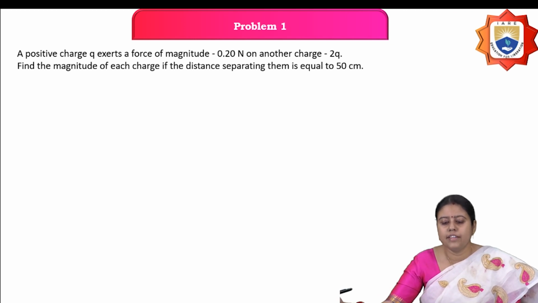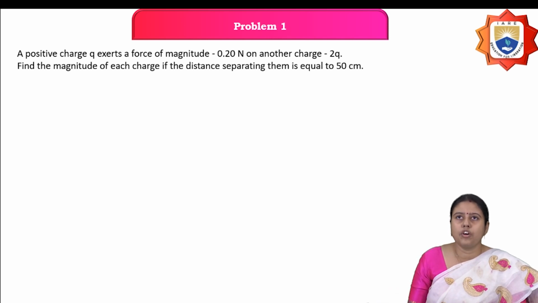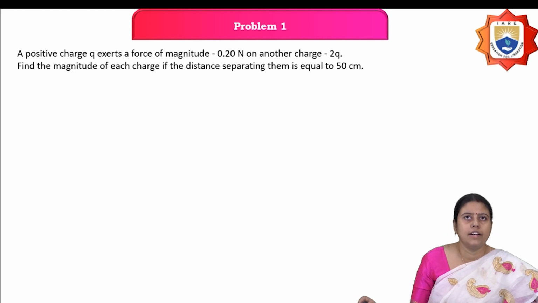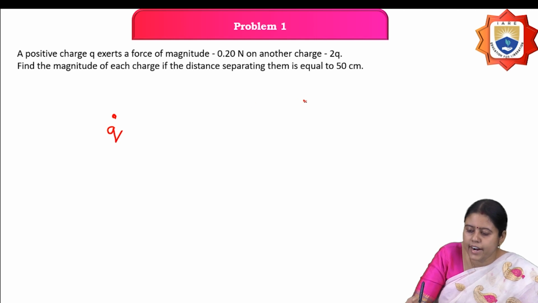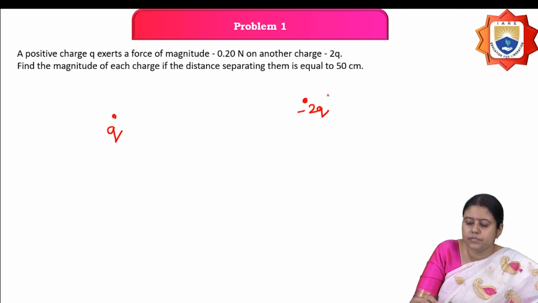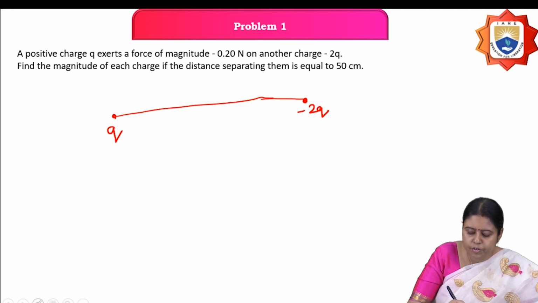So the first problem we are thinking is very easy. A positive charge of Q exerts a force of magnitude 0.20 Newton on another charge minus 2Q. Find the magnitude of each charge if the distance separating them is equal to 50 centimeter. So we have one charge Q, another charge is minus 2Q. The distance we have kept between one and another charge. I am drawing with the green one.